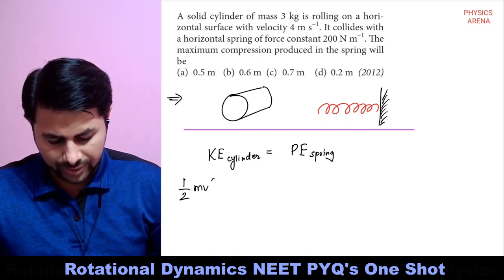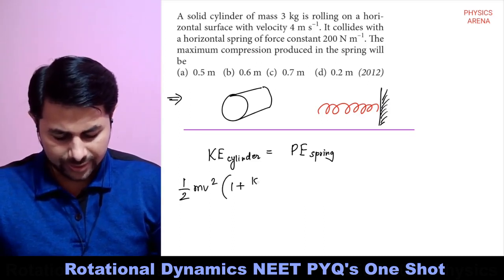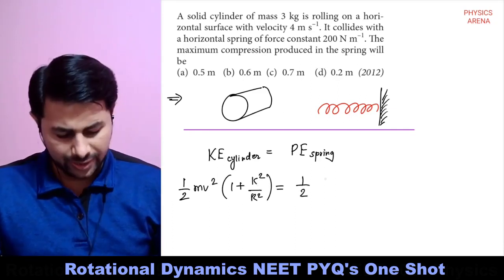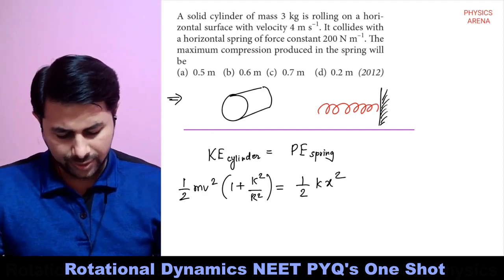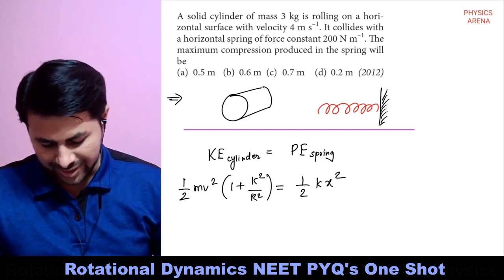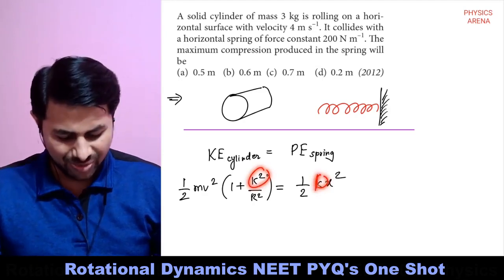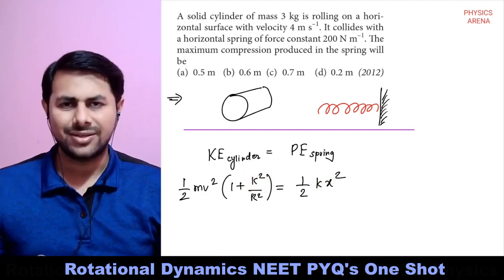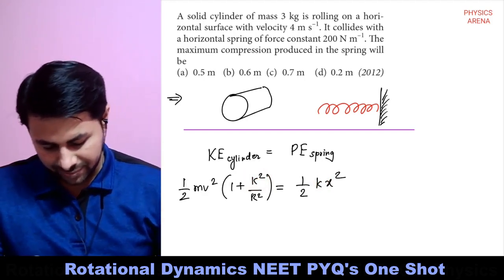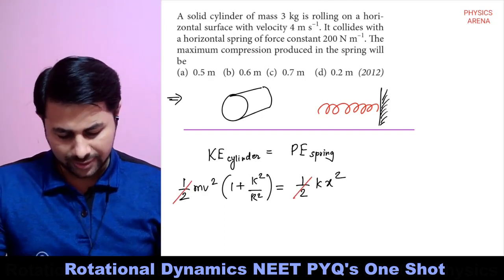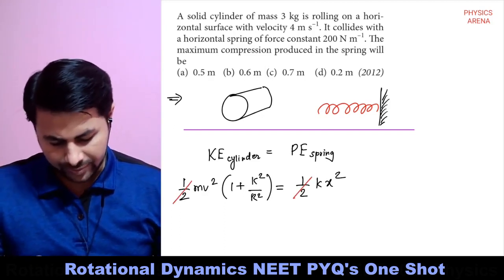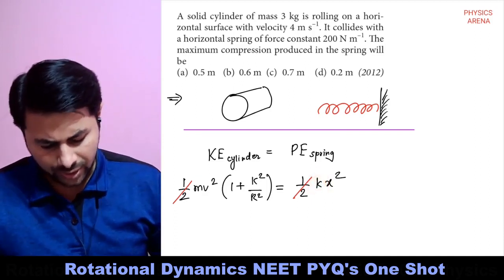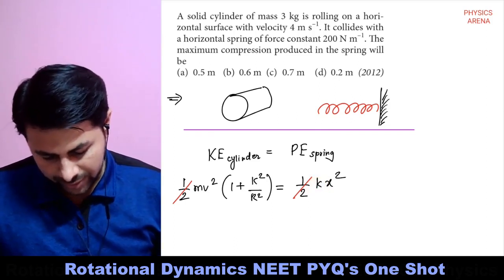It's half of mv square multiplied by 1 plus k square by r square, and potential energy of spring is half of k into x square, right? This k and this k is different. So this small k is spring constant, this capital K is radius of gyration. Okay, so half and half is cancelled. We want x, right? So we can take k on the other side. Okay, or let's substitute the values. So what are the values?